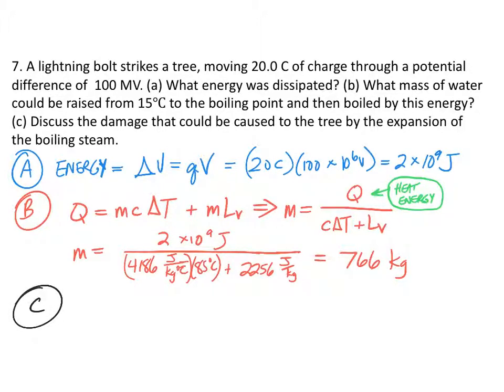Part C. So, discuss the damage that would be caused to the tree by the expansion of the boiling steam. Well, it would basically blow it up. Okay.